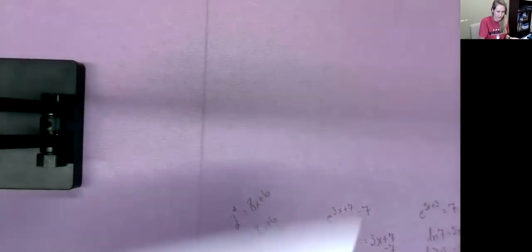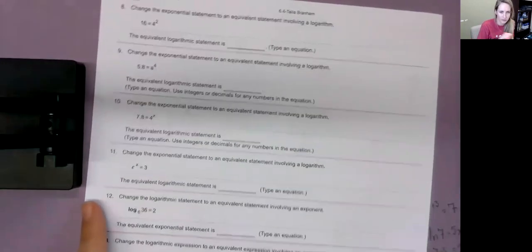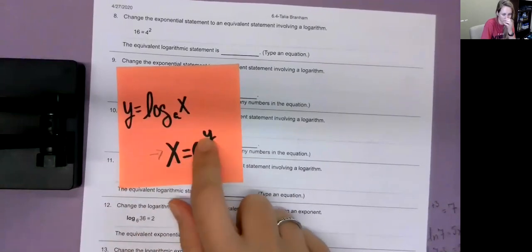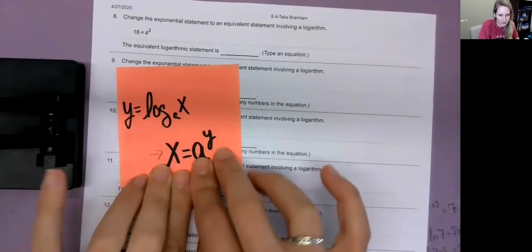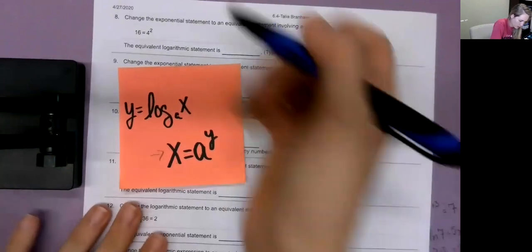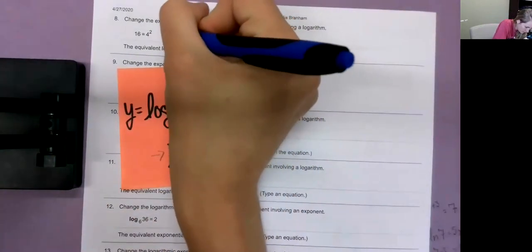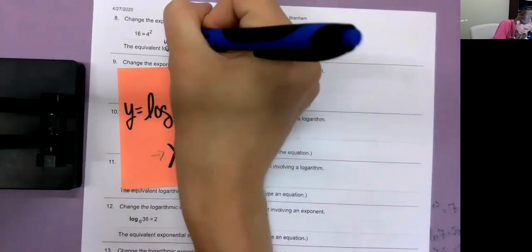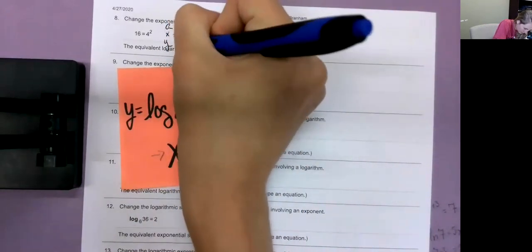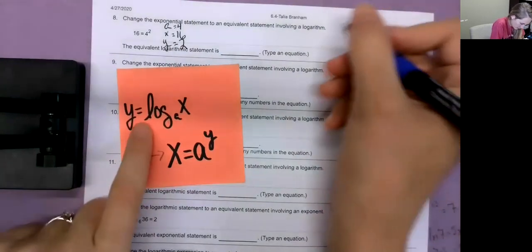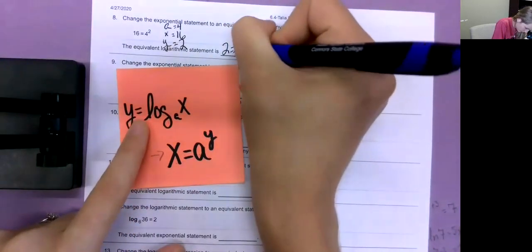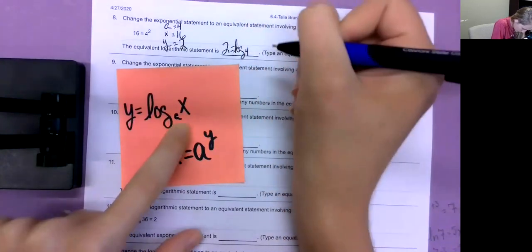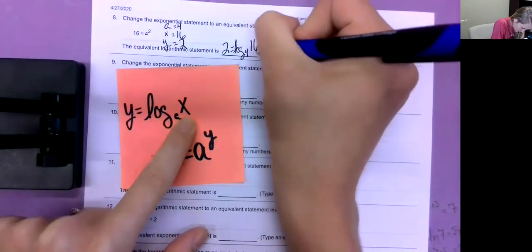These are nice. So we're going to change these now. We've been using this and going to this. Now we're going to take our a, x, y and go to our log form. So a is 4, x is 16, and y is 2. So we have 2 equals log with a base of 4, and x is 16.